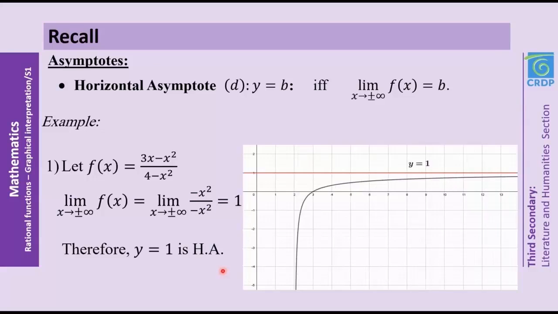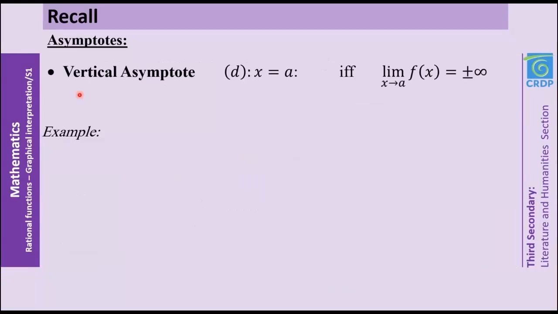Now let's see how it looks on a graph. The red line here, y equals 1, is our horizontal asymptote. And as you can see, our function comes closer and closer to y equals 1, but never quite reaches it. Now let's solve an example for vertical asymptote.